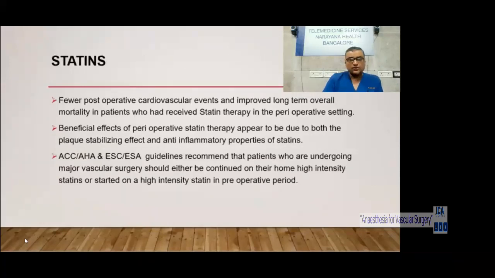Statins. There are fewer postoperative cardiovascular events and improved long-term overall mortality in patients who had received statin therapy in the perioperative setting. The beneficial effects of perioperative statin therapy appear to be due to both the plaque stabilizing effect and the anti-inflammatory properties of the statins. The ACC, AHA, ESC and ESA guidelines recommend that patients undergoing major vascular surgery should either be continued on their home high-intensity statins or started on a high-intensity statin in the preoperative period.